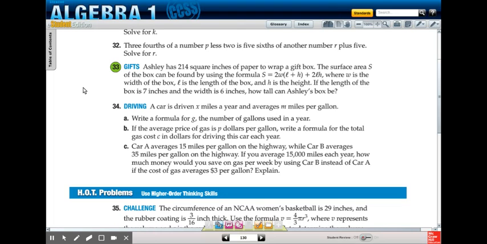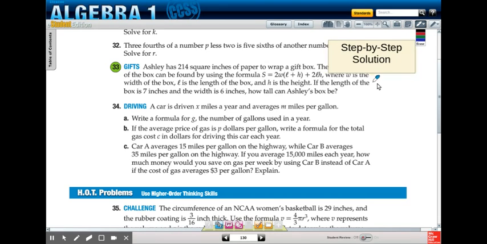34, a car driven X miles a year averages M miles per gallon. Write a formula for G, the number of gallons used in a year. All right, so gallons. Whoop, yeah, see, once again, I turn the page. I forget my pen.